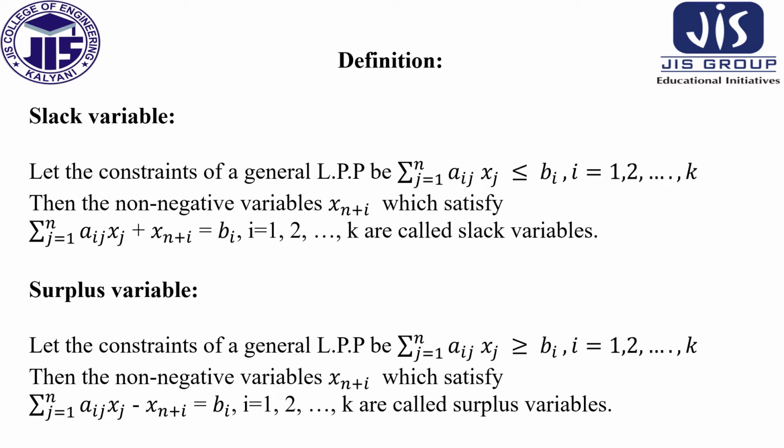Now the surplus variable is totally opposite, that is, if any constraint with a greater than or equal to sign is there. Suppose one constraint is in the form summation j equal to 1 to n, aij xj greater than or equal to bi, i varies from 1 to k. So make it into an equation. We have to subtract something from the left hand side to make it equal to the right hand side. So summation j equal to 1 to n, aij xj minus x(n+i) equal to bi, where i varies from 1 to k. x(n+i) is known as the surplus variable.